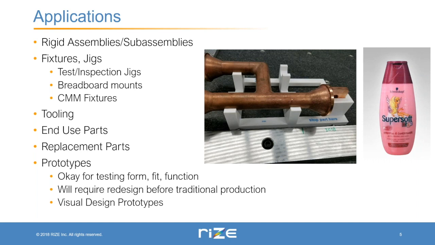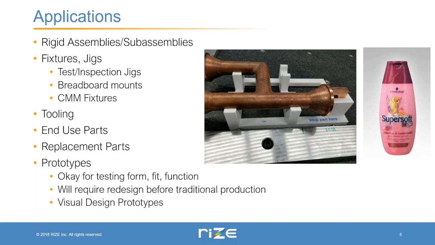So if you are looking to use prototypes, then there are a few things you'll want to pay attention to. It is good for testing form, fit, and function. So one of the best places to use component consolidation with prototyping is for visual design prototypes.